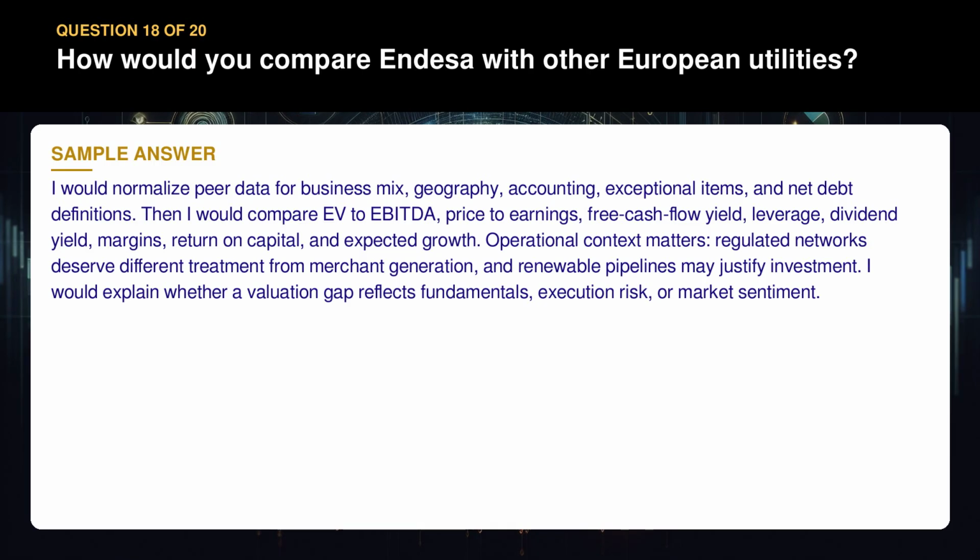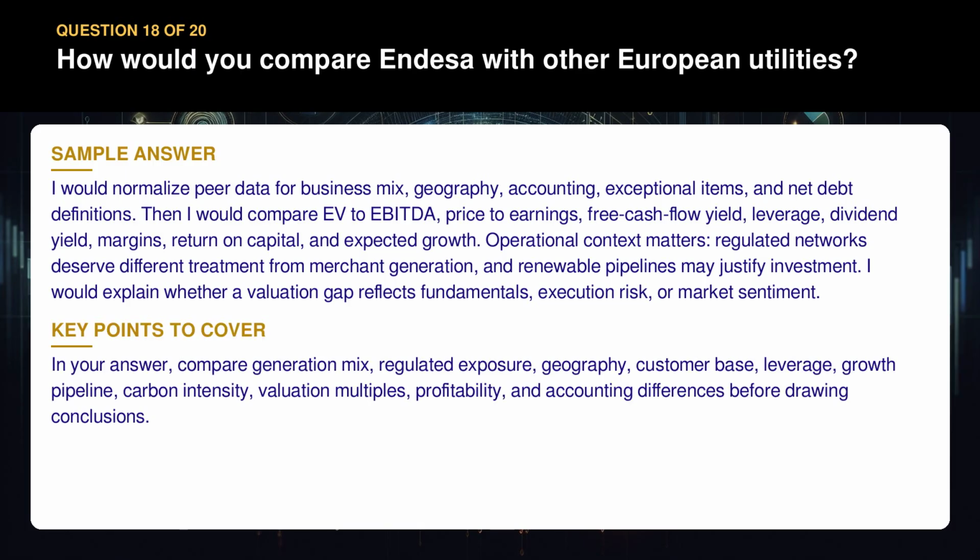Regulated networks deserve different treatment from merchant generation, and renewable pipelines may justify investment. I would explain whether a valuation gap reflects fundamentals, execution risk, or market sentiment. In your answer, compare generation mix, regulated exposure, geography, customer base, leverage, growth pipeline, carbon intensity, valuation multiples, profitability, and accounting differences before drawing conclusions.